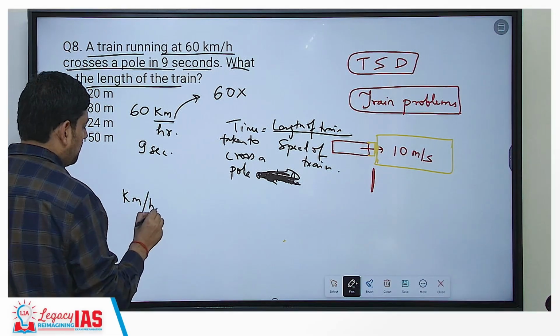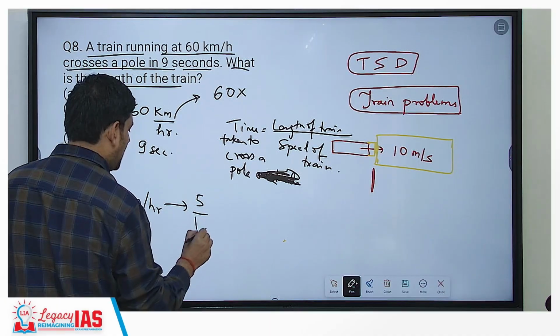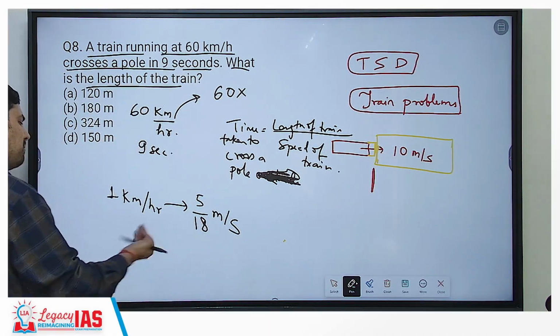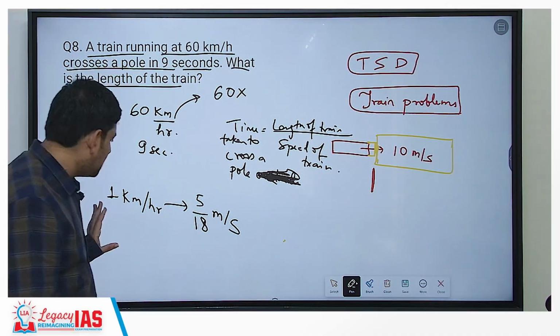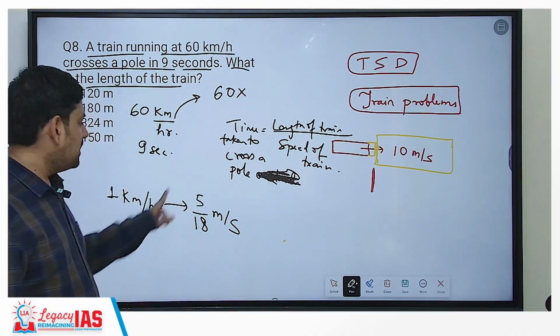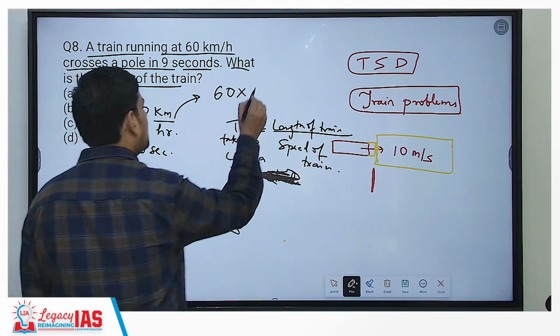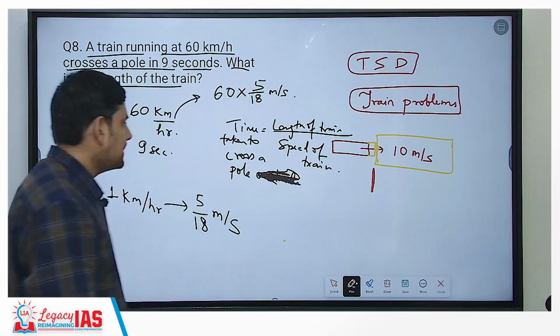If you have to go from kilometer per hour, then 1 kilometer per hour is equal to 5 by 18 meter per second. And the opposite will be when you have to change from meter per second to kilometer per hour. So if it is 60 kilometer per hour, how much will it be in meter per second? 60 into 5 by 18. So you get 60 into 5 by 18 meter per second. This is the speed of the train.